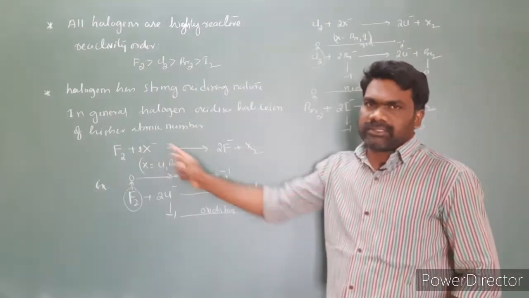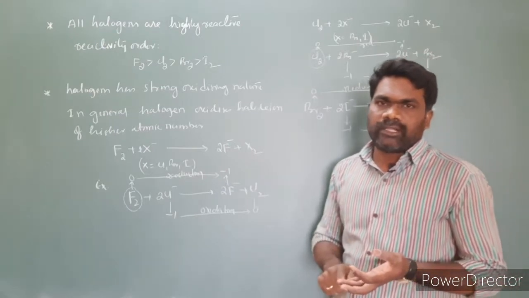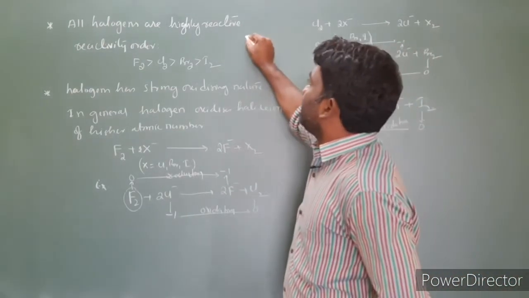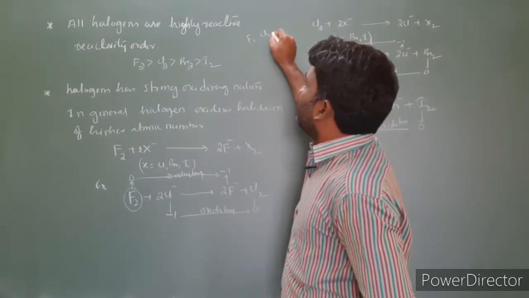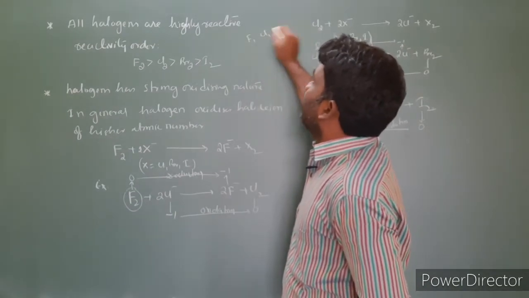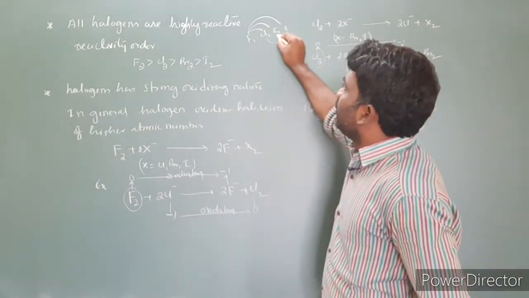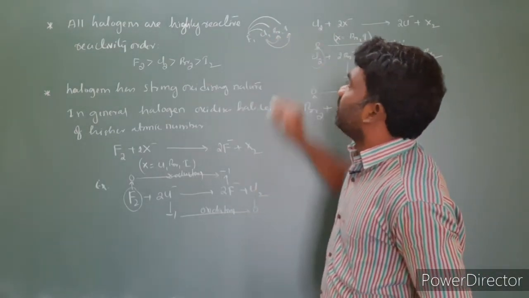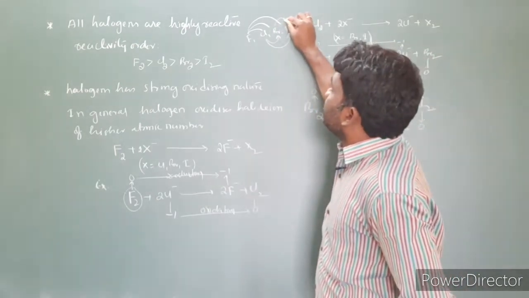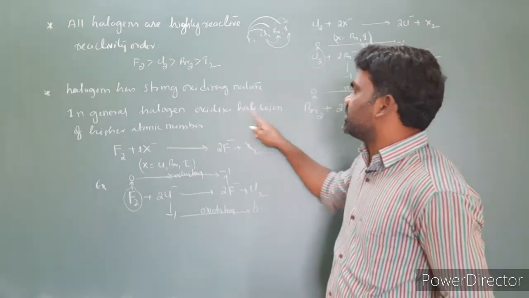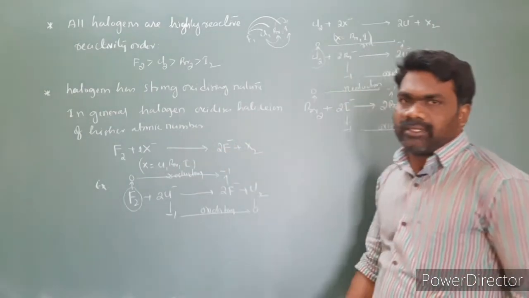So what is the conclusion? Fluorine can oxidize chlorine, bromine, iodine. Fluorine can oxidize these three, chlorine can oxidize bromine and iodine, and bromine can oxidize iodine. So the general statement: in general, a halogen oxidizes a halide ion of higher atomic number.